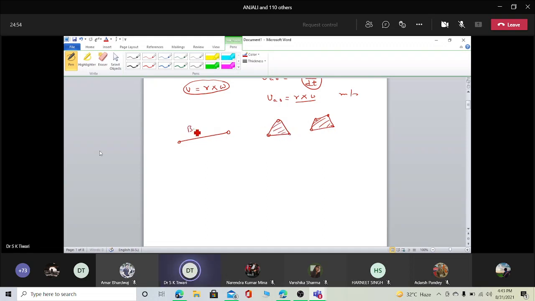This is known as binary link. This is known as ternary link. And this is known as quaternary link.